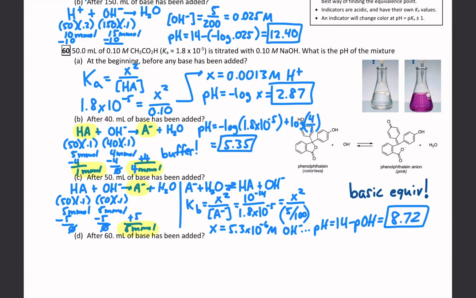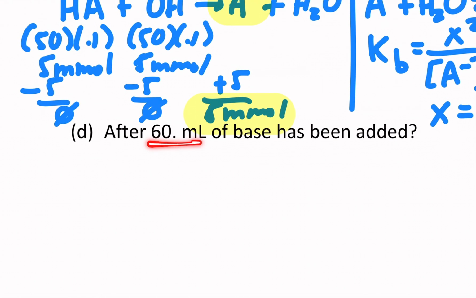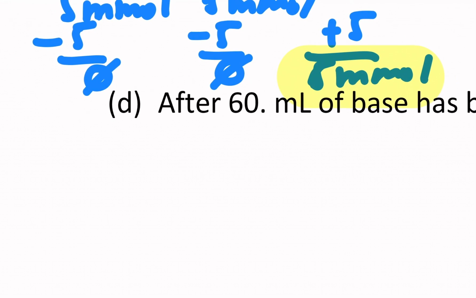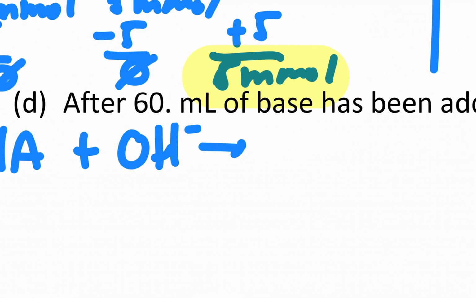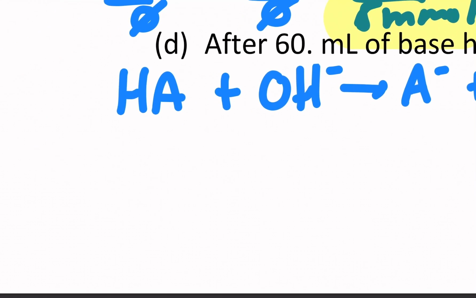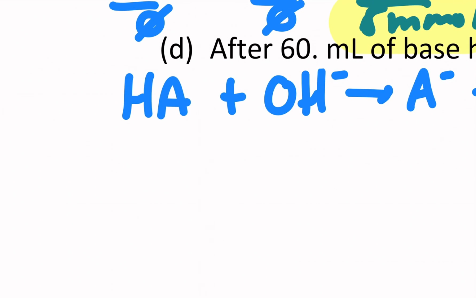Okay, one more. Now let's talk a little bit more base. Now we're past equivalence. What do we do? Let's start by writing the same reaction. HA plus OH minus makes A minus plus H2O. I consider all of it as if I'm starting from the beginning.